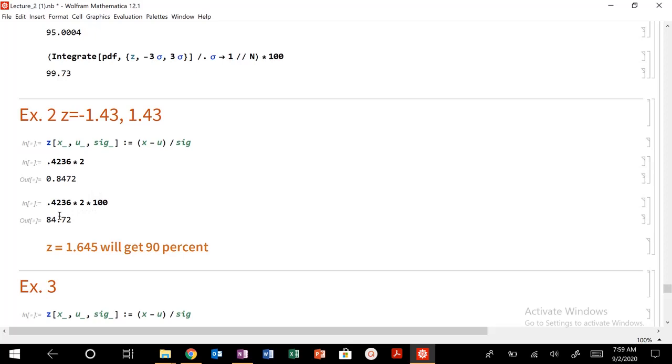So when we're asked on the next question what percent of the population lies within this range, you just multiply this by 100 to convert to percentage. So 84.72% is going to be within this range. That's all you're working with here.